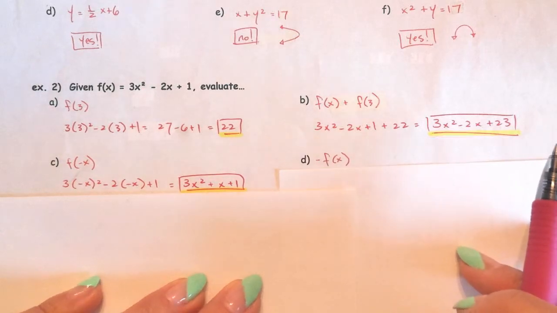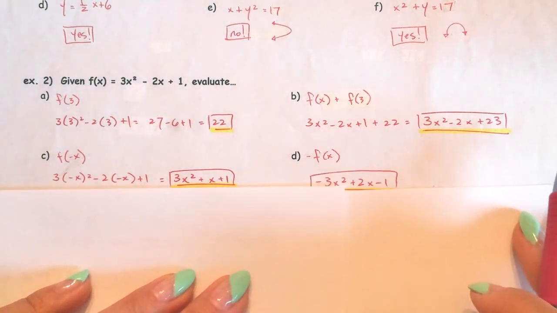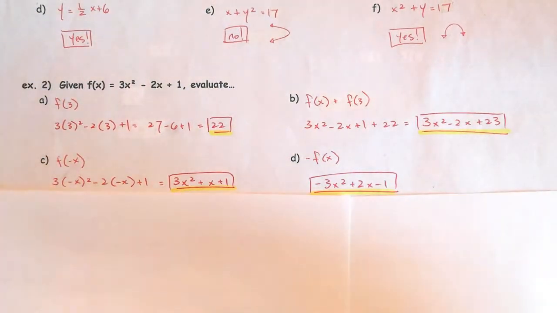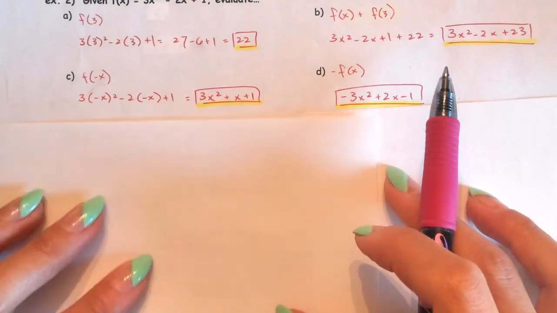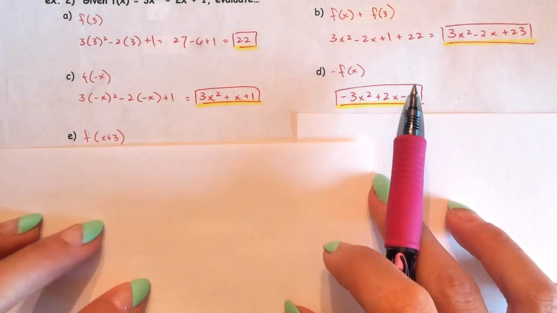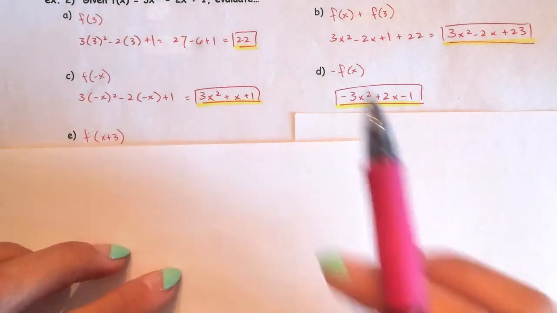Okay, the next one, how about negative f of x? Well, that means you just put a negative in front of the whole thing, right? Do it for real. All right, final answer. There's like no work, I know, because you just put a negative in front of each one. Okay, this is the almost best one.